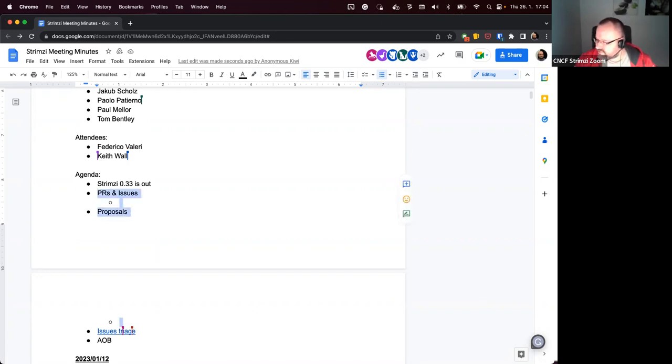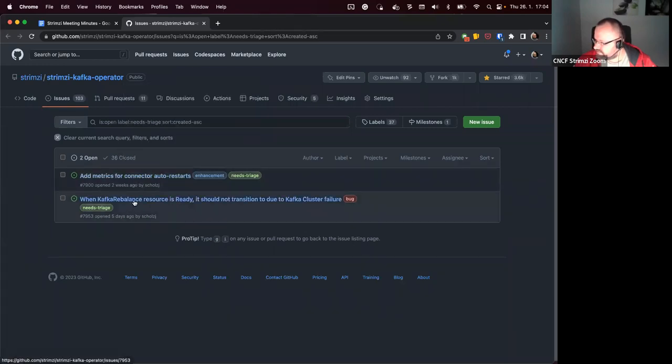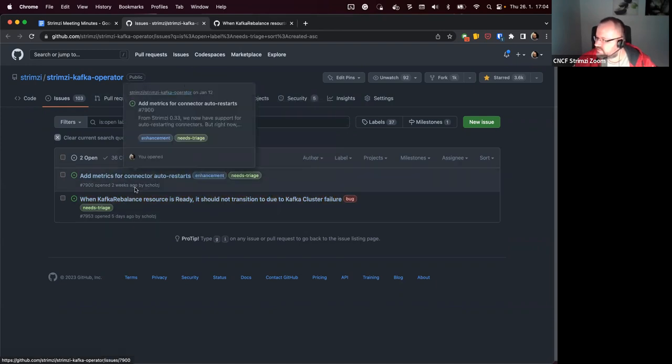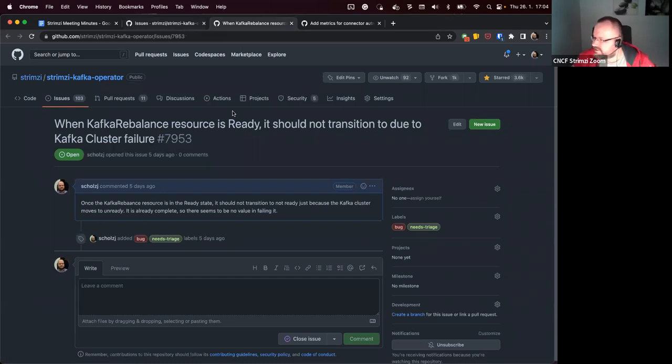Okay, if not, then I guess we can move to the issue triage, where we have two issues for triage. They're actually both from me. So the first one is I noticed that when the Kafka rebalance is complete and gets into the ready state, then it's just sitting there, not yet deleted. Then if something happens to the Kafka cluster, then for whatever reason it decides to move the Kafka rebalance resource to not ready, because the Kafka cluster is not ready. And this seemed weird to me. If the Kafka rebalance resource is ready, which means it's completed and it's done, then I would say it should not be updated by the operator just because the Kafka cluster changed its state.